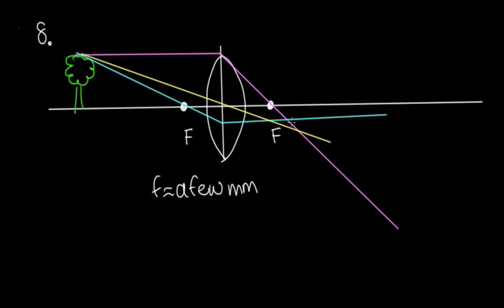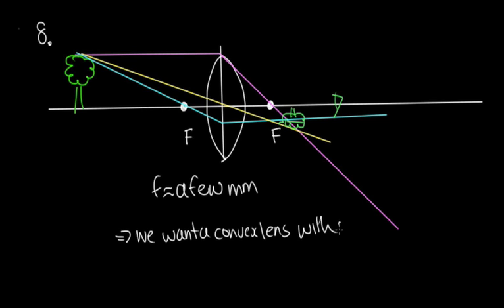So this hasn't been very well drawn. These should all cross at the same point, but what you can see is the top of the tree ends up down here, and so we have an inverted tree. So if we're looking at it from somewhere like here, we're going to see an upside down tree. So the answer to this question is we want a convex lens with a very short focal length.